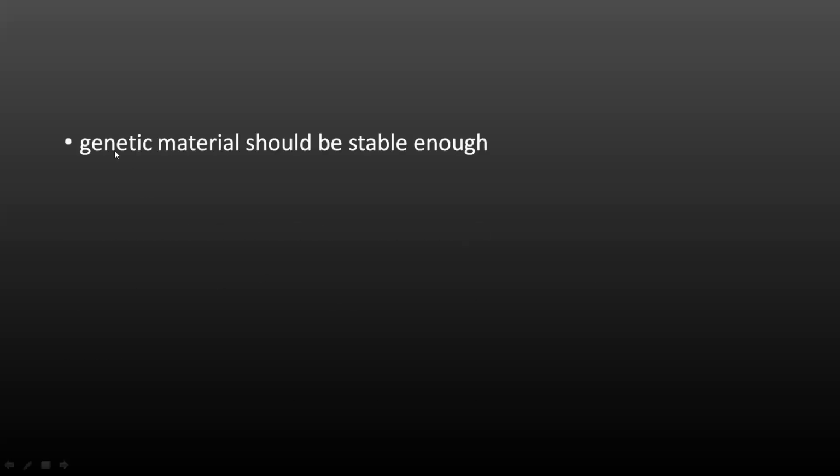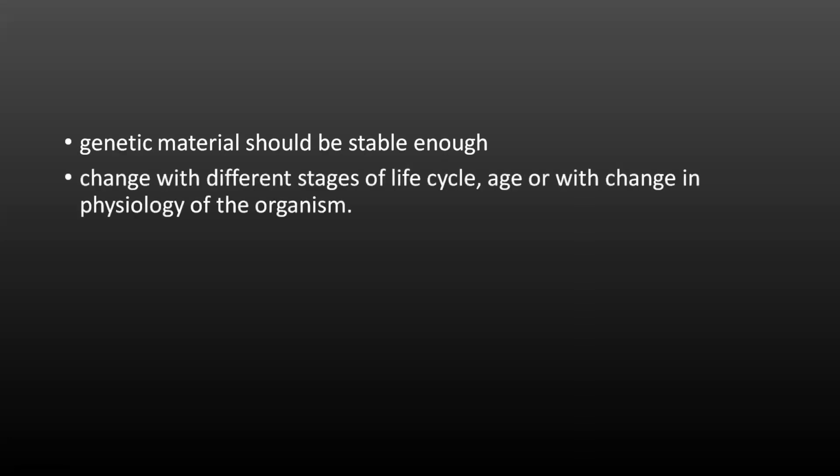Okay. Next, genetic material should be stable enough. Very important. It should be stable, which should not change with change in stages of life cycle. For example, from prophase, metaphase, anaphase, telophase, it should not change during that time. Whatever genetic material is in one cell should be copied exactly in the other cell. If anything misses, then there will be mutation and the characters will also differ. So also it should not change with age or change in physiology of the organism.